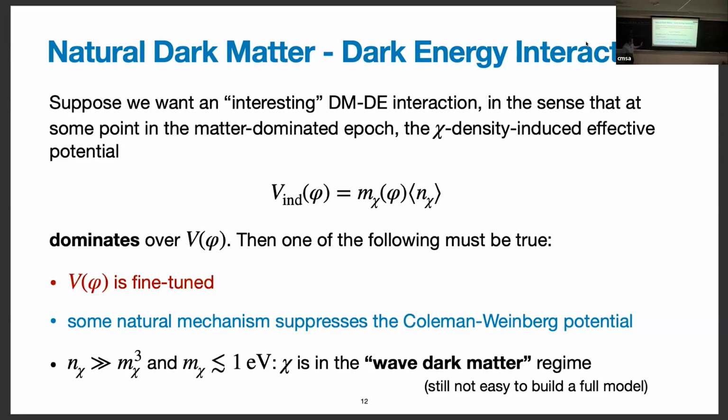Or you just put these inequalities together and you learn the number density of chi has to be a lot bigger than its mass cubed. And whenever that happens, that means you're in what we call the wave dark matter regime. So dark matter isn't really behaving like particles because the interparticle separation is small compared to the de Broglie wavelength of the particle, and you have high occupation numbers. In particular, you end up in this regime where chi is lighter than an eV. It has to be a boson. And your model building is very restricted.